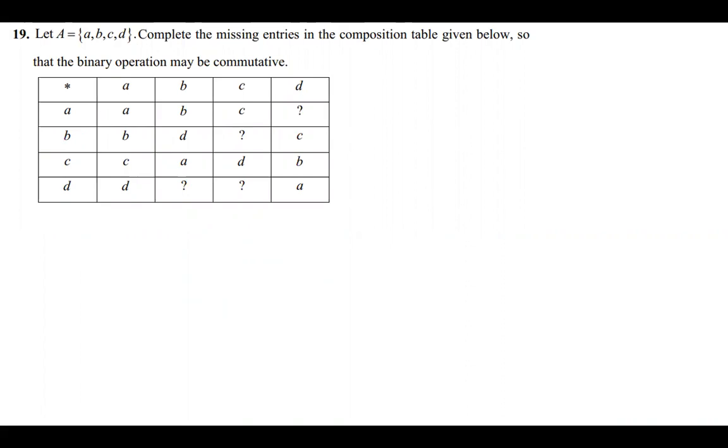Okay. So this question reads, let A = {A, B, C, D}. Complete the missing entries in the composition table given below, so that the binary operation may be commutative. For commutative, we know that the condition that applies is A star B should be equal to B star A.